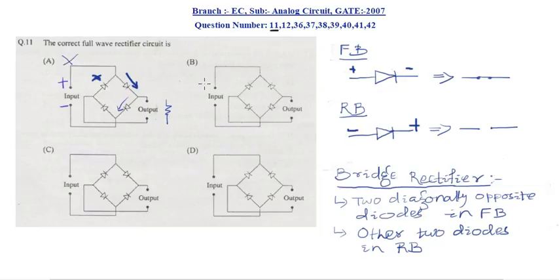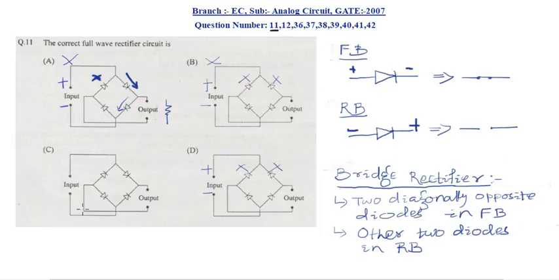Now coming to option B. During the positive half cycle, the positive terminal is applied to the cathode of this diode and this diode. So both these diodes will be in reverse bias, that means both will be in the off state. So this cannot be a full wave rectifier. Now if you come to option D, during the positive half cycle, again both the diodes will be in reverse bias, so both will be off.